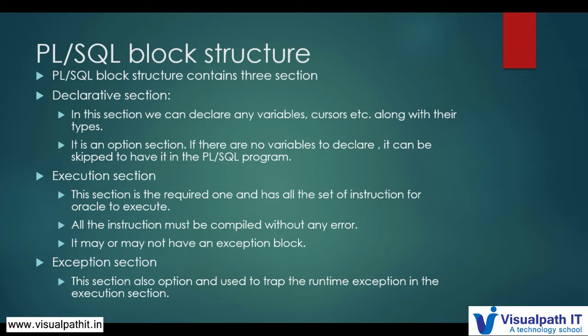The second and the required section is the execution section. This section is a required one and has all the set of instructions for Oracle to execute. So the user who is performing the task should write all the set of instructions in this execution section only to pass it to Oracle to perform. As I said, all these instructions should be compiled without any error. So if there is any error like syntax or some unknown error, then you have to resolve those errors, and then only your execution block will execute. Otherwise it won't, unless all the errors are resolved.